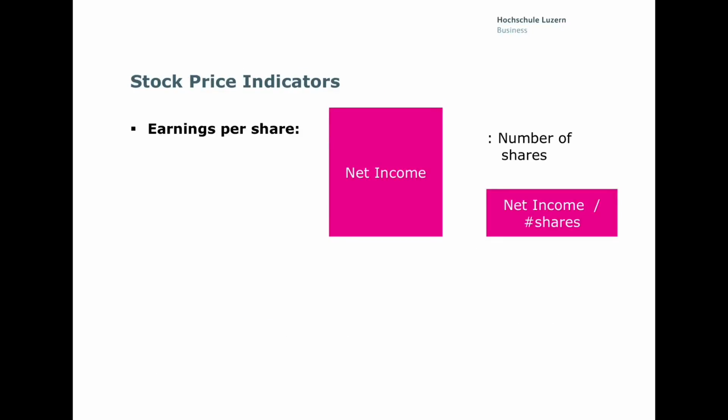Now let us look at two other indicators that provide some further insights into how to value a company. Both indicators are absolute valuation measures. The first is earnings per share, which indicates the profitability of a company. It is calculated by dividing the company's net income by its total number of outstanding shares. The higher the earnings per share of a company, the better is its profitability. A higher profitability implies a higher company value.